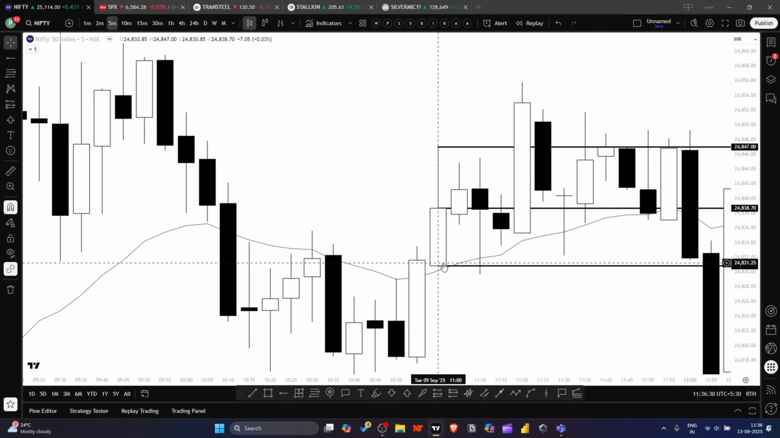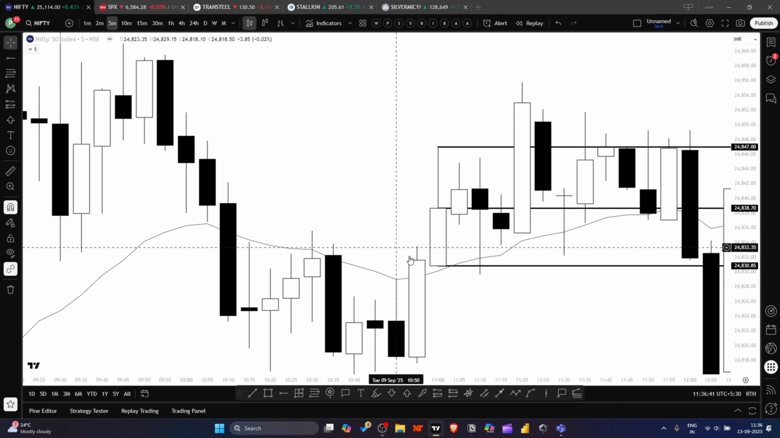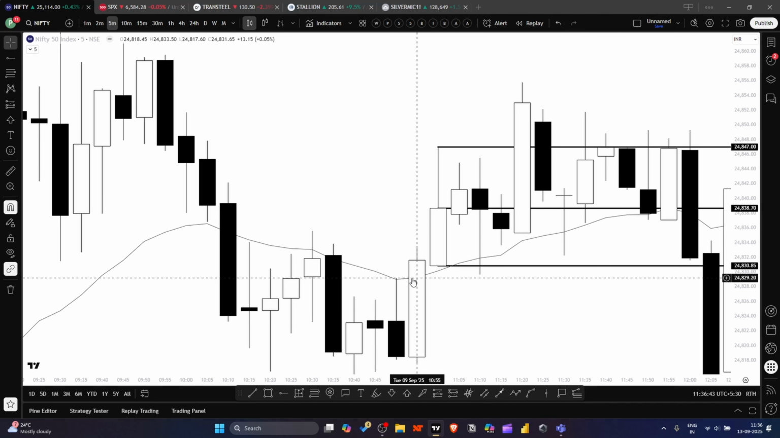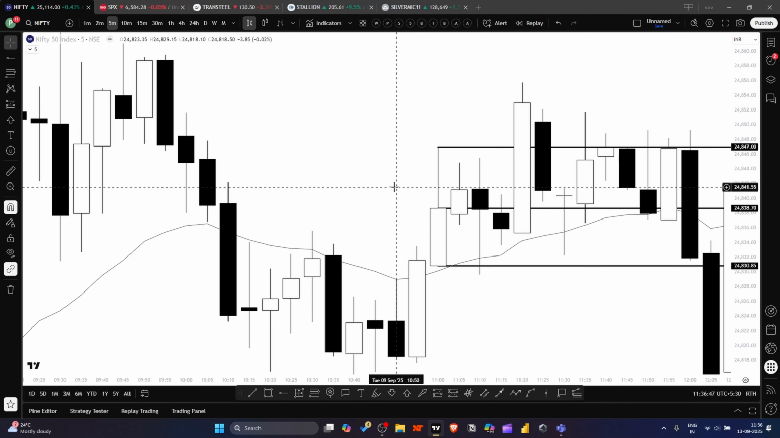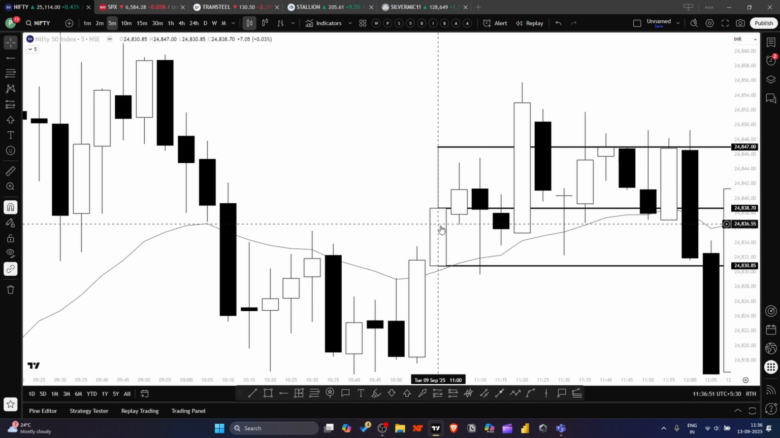From open to low, there is nothing. So there is no tail. From close to high, there is a wick. And the wick is significant to the range of the body. What do I mean by significant to the range of the body? We cannot sit and measure every candle to assess its strength. We have to do it visually.